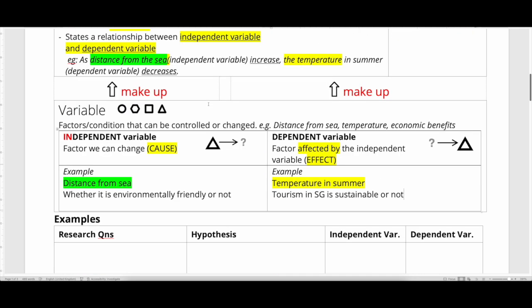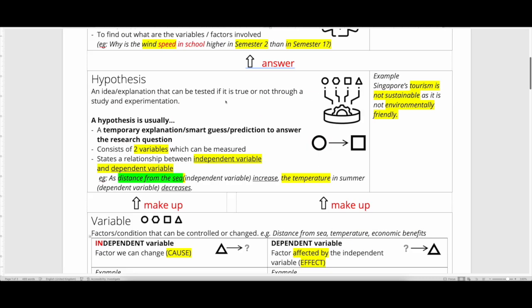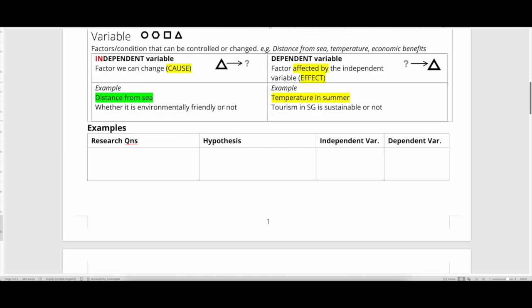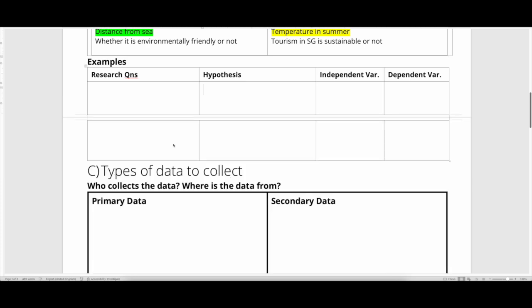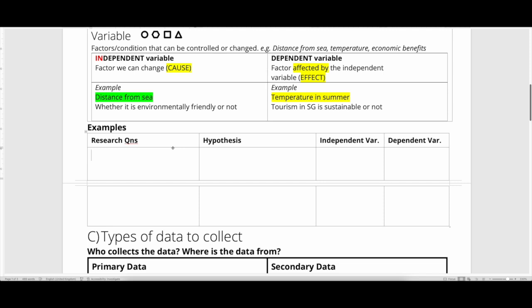Okay, so we have three terms now: research question, hypothesis, and variable. Now, I'm going to come up with one example, and you need to come up with one example of a research question. What's the hypothesis that answers it? What's the independent variable involved? And what's the dependent variable involved? Okay, so I'm going to give a tourism example.